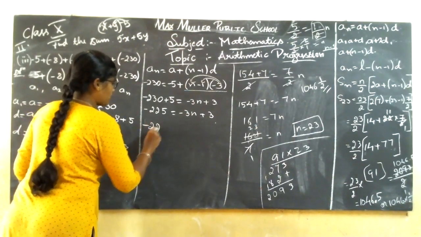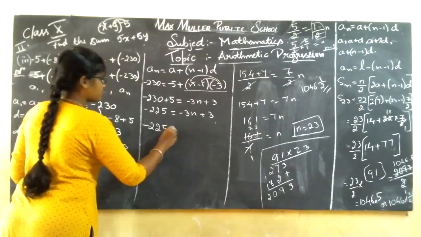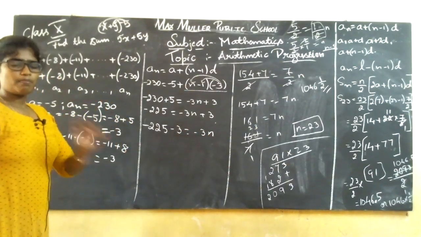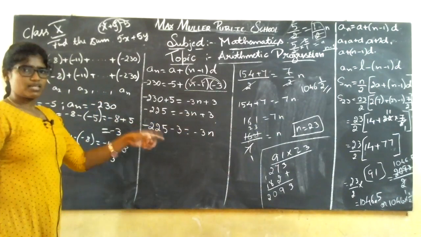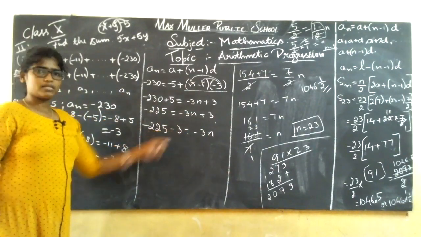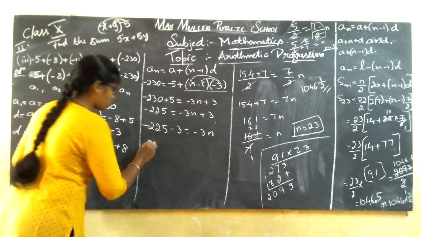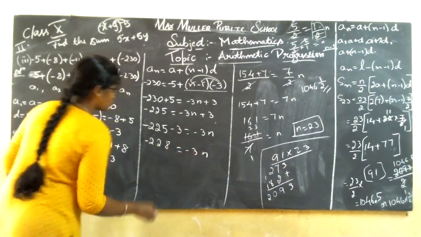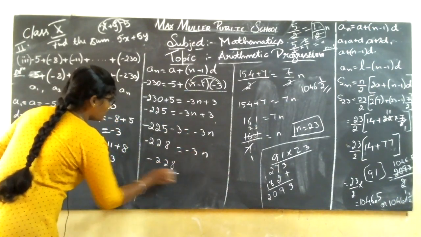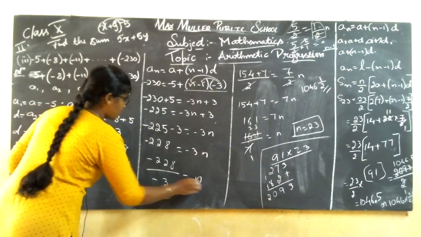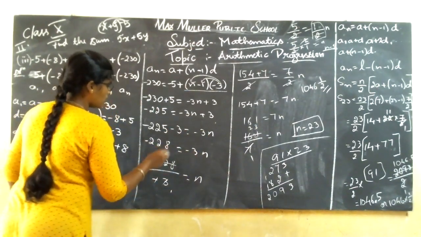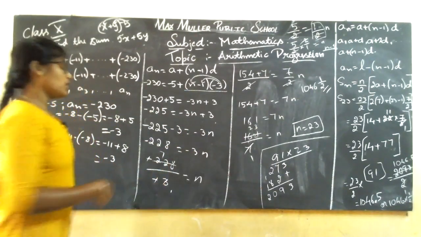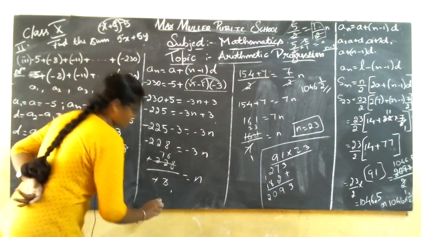225 plus, if it comes this side, it is minus 3, minus 3n. Correct? 225 plus 3, minus 3, minus, if it is there, you are going to add. So it is 225 plus 3, 5 plus 3 is 8. So it is 228 is equal to minus 3n. So what do you get? Minus 228 divided by minus 3 is equal to n. Minus gets cancelled. 2 7s are 14, so you will be left with 18. 2 3s are 6. So n value is how much, children?